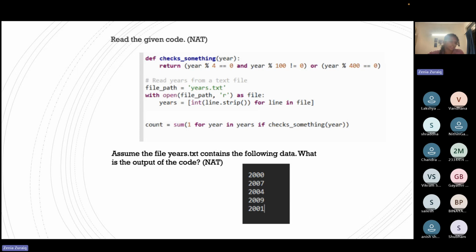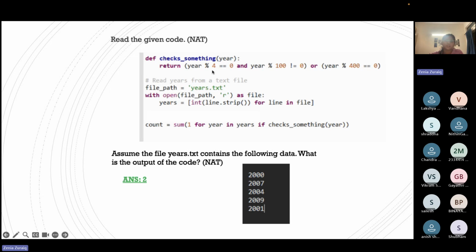So I think we can go to the answer. You guys have figured it out. The answer is 2, because there are two leap years. 2000 and 2004 are the two leap years. You can see that it sums 1 for every year where this turns out to be true. So in all of these there are two leap years and that's why the answer is 2.